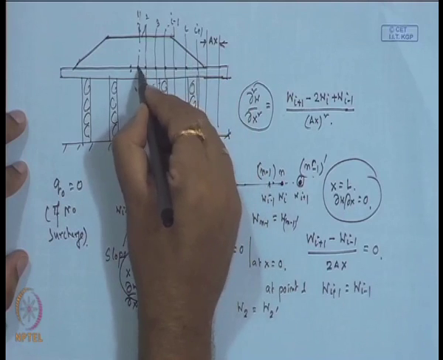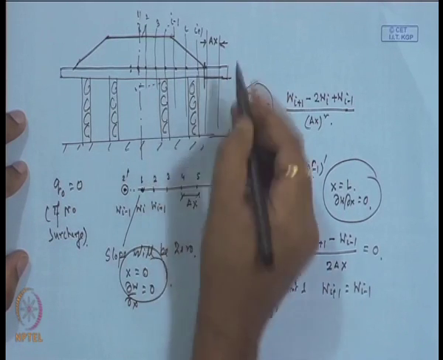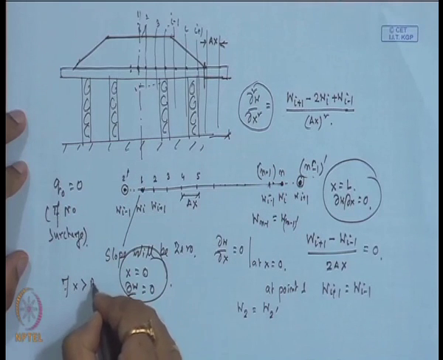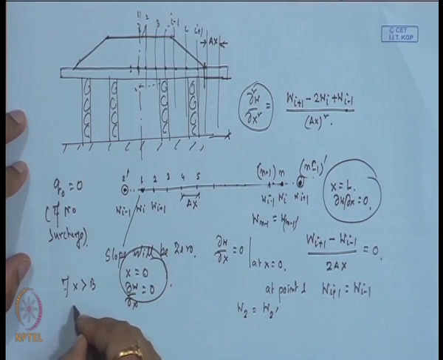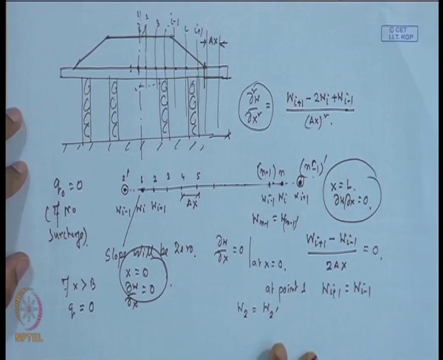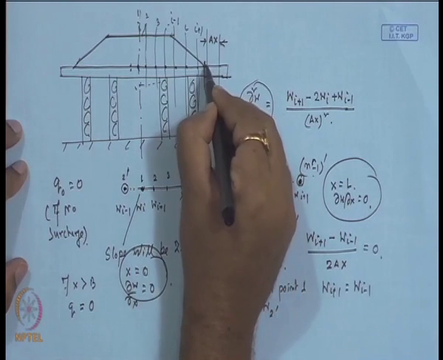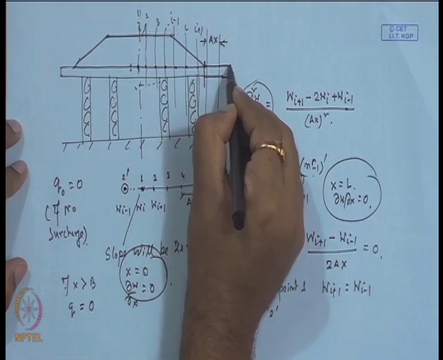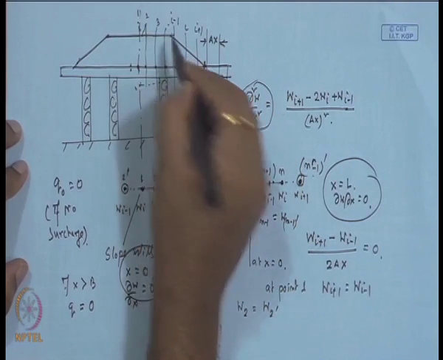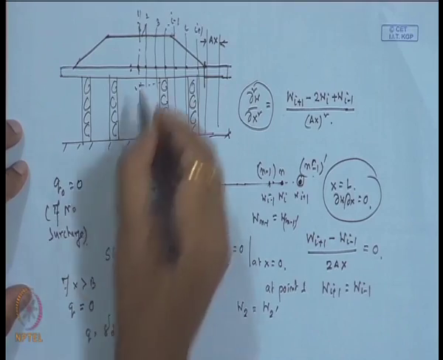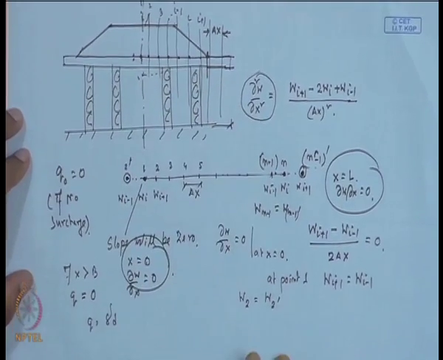And then beyond this, if x is greater than b, then the q value, or the loading pattern, will be 0, q equal to 0. So beyond this point there is no loading applied. Within this point, q is gamma into d, where d is changing depending upon the x value.